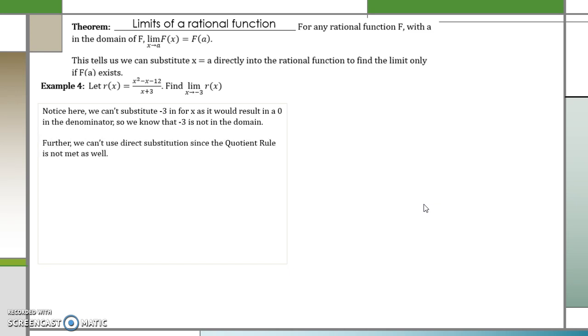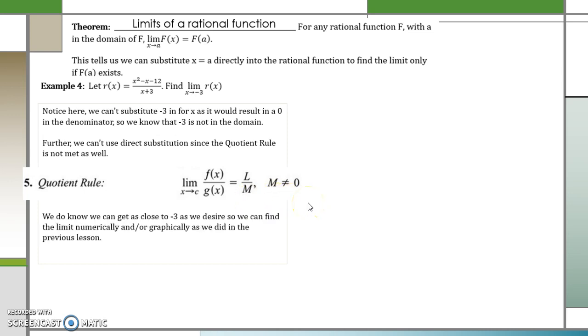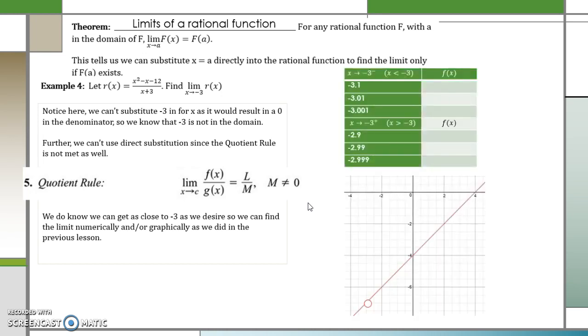And the quotient rule is also not met. The quotient rule from the first couple of slides states that the bottom number cannot equal 0. And since it does, we have a problem. So we're going to have to go back to getting as close as we can to negative 3 to find the limit numerically and/or graphically like we did in the previous lesson.